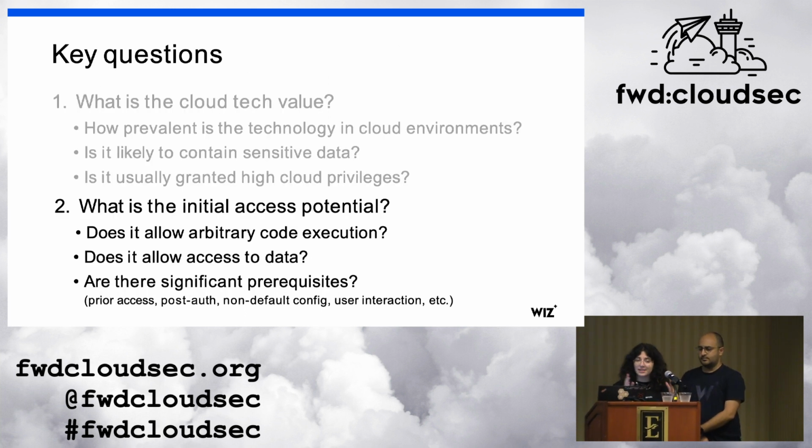And that brings us to the second part of our key questions for prioritization, and that will be the initial access potential. Does it allow RCE? Does it allow access to sensitive data? And are there any conditions that the attacker needs to have before that, for example, pre-authentication, to exploit that vulnerability? And I'll pass the mic over to Amitai now.